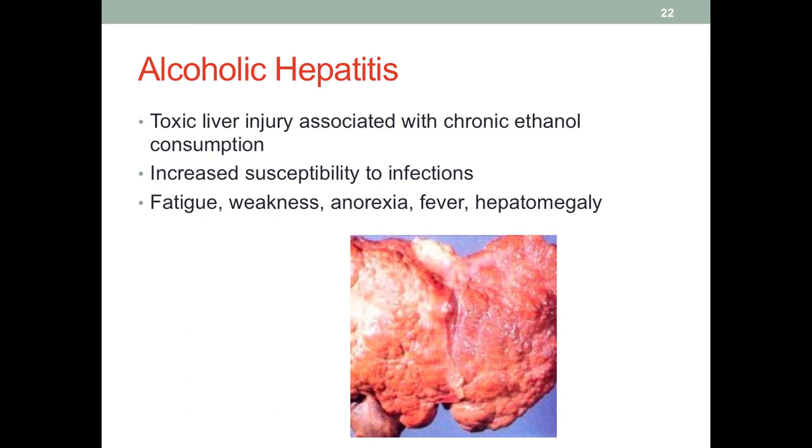People with alcoholic hepatitis usually complain about fatigue, weakness, and loss of appetite. And we know that loss of appetite is very common for people who have a drinking problem. You know, they could be drinking 50% of total calories, but they don't want to eat a real meal.